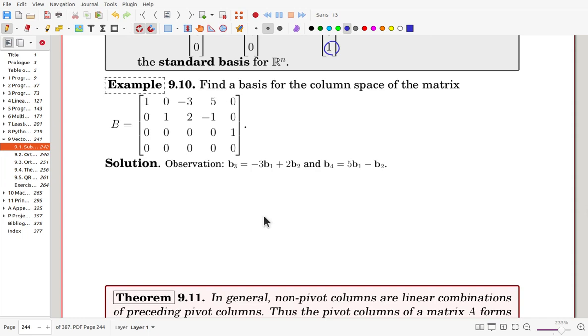Find a basis for the column space of the matrix B. If you take linear combinations of the columns of the matrix, that is the column space. But a basis must be a linearly independent subset of the columns. You can find them here. If the matrix is given in this way, then this is a pivot, this is a pivot, this is a pivot. It is already in reduced echelon form, and they are pivots.